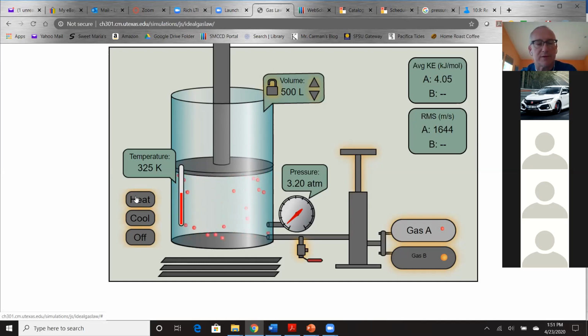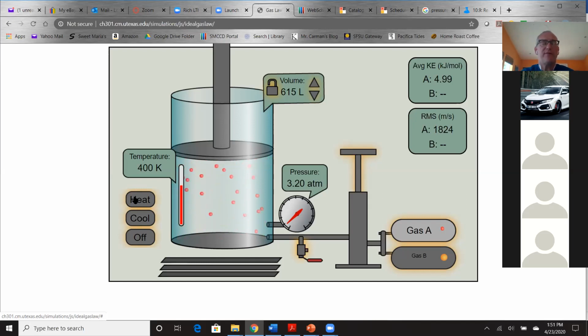Now I'm going to increase the temperature a little bit. So I went from 325 to 400. Notice what happened to the volume. The volume went from 500 liters to 615, even though it's exactly the same number of gas molecules as before. So what's different? What happened when I increased the temperature?